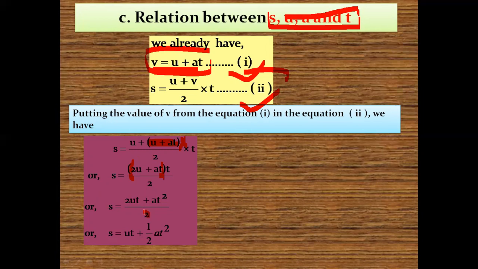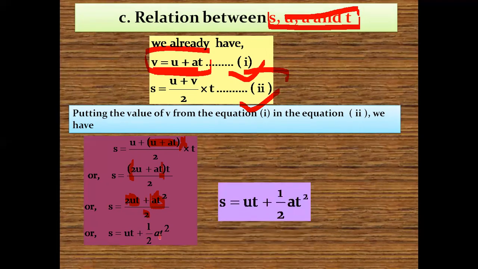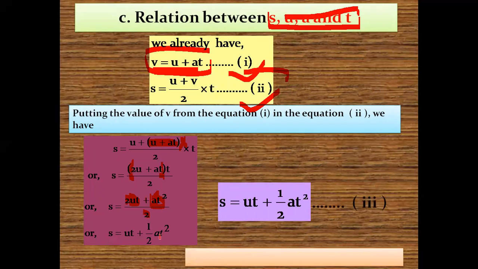And this 2 is for both. This 2 is for this term also, and this 2 is for this term also. So when we separate this, then we got ut plus 1 by 2 at square. This is our third equation of motion.